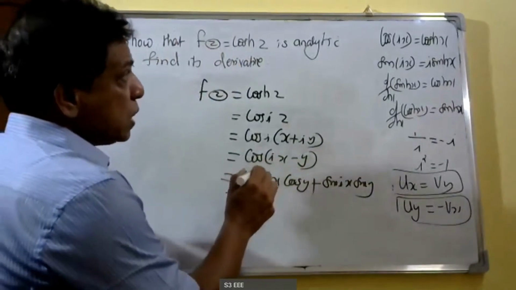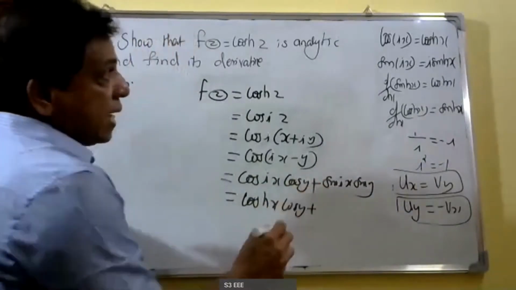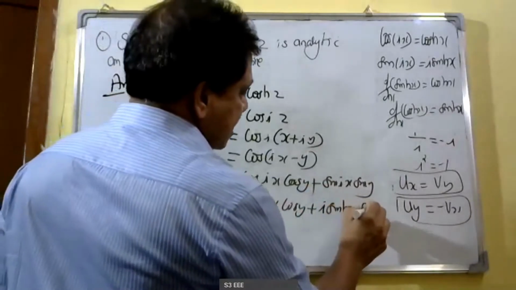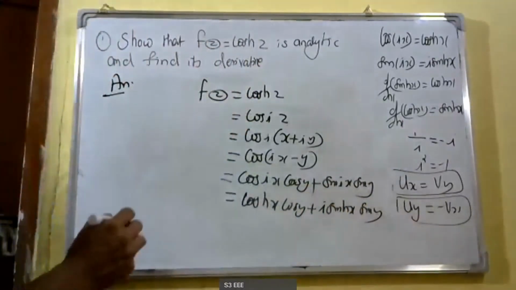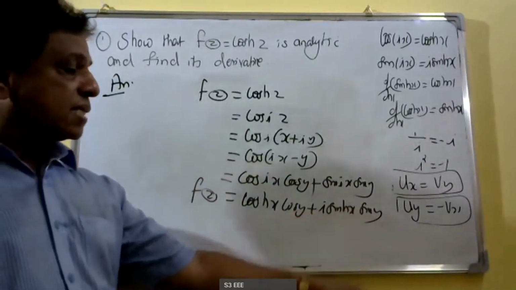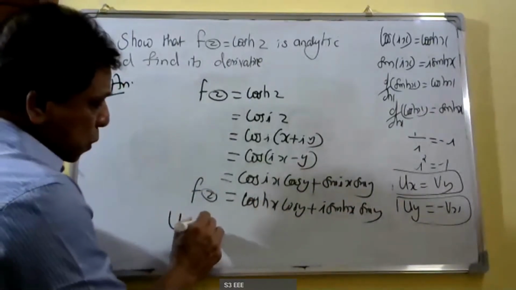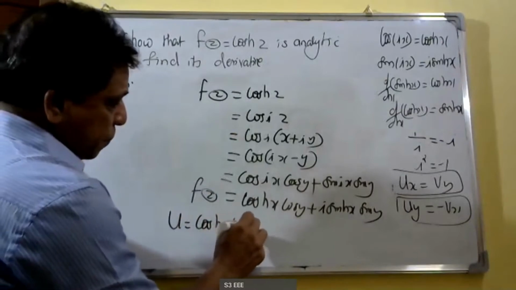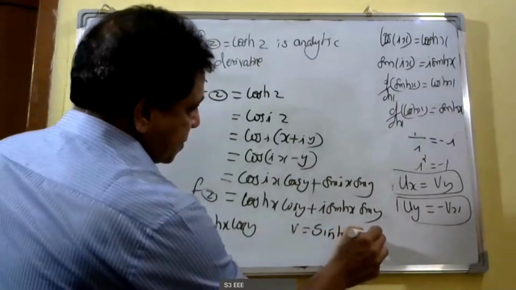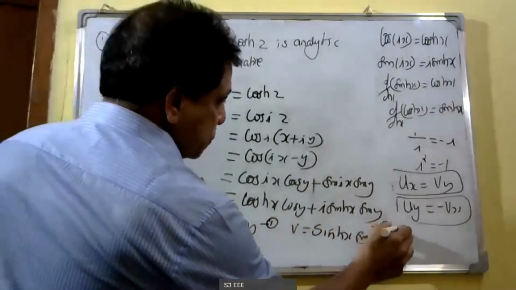Then cos ix = cosh x and sin ix = i sinh x. Therefore, f(z) = cosh x cos y + i sinh x sin y. From this, u = cosh x cos y, and v = sinh x sin y. This is equation 1 and this is equation 2.